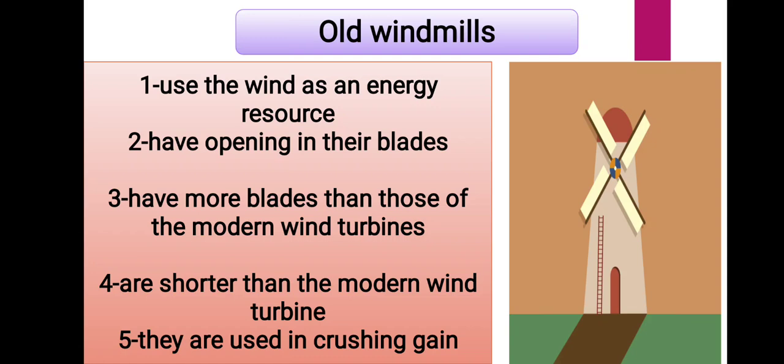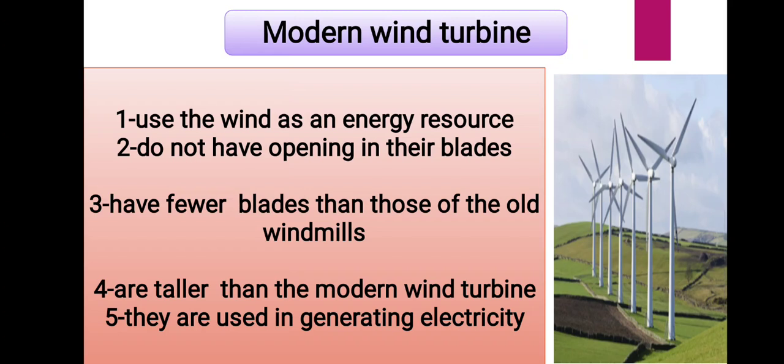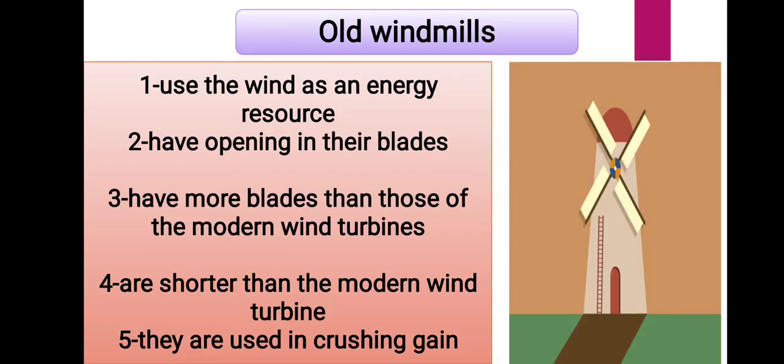And finally, we use the old windmills to make what? To grind the grain or crush the grain and make flour. But we use the modern wind turbine to generate electricity. So one more time, both of them use the wind as a source of energy. But the old windmills have openings on their blades.